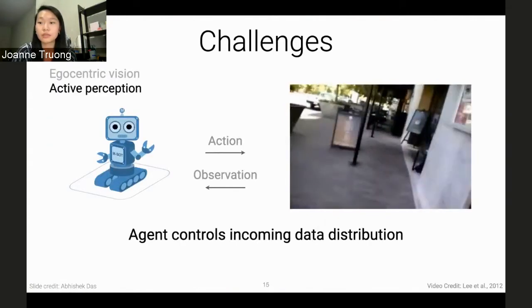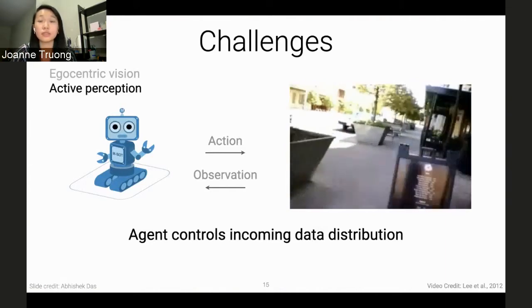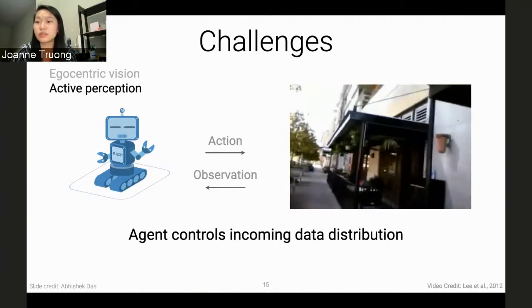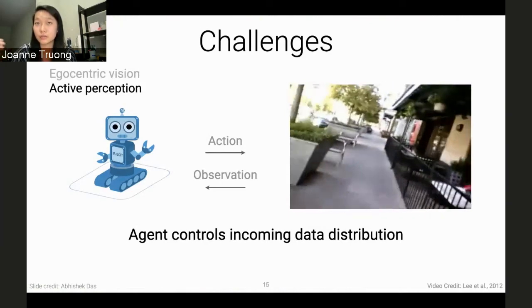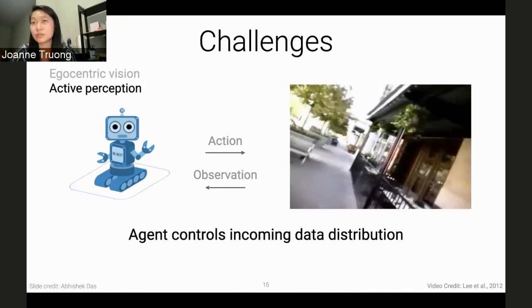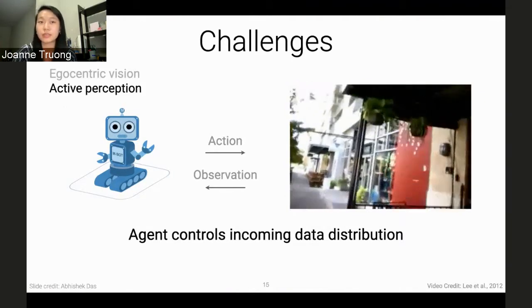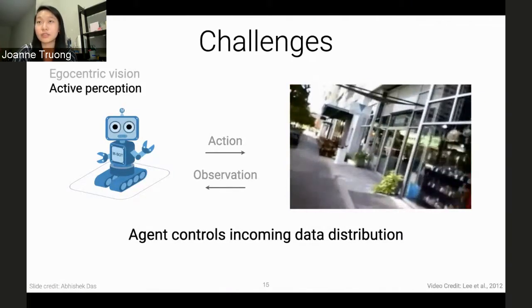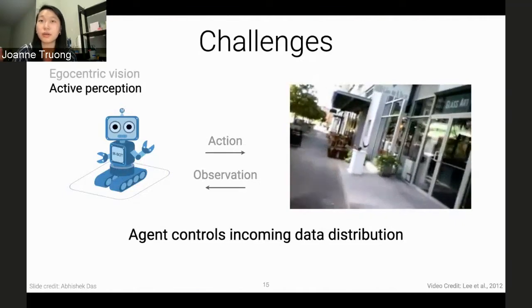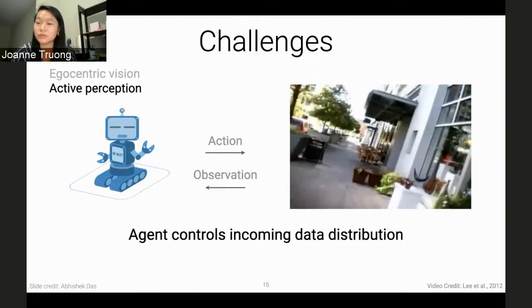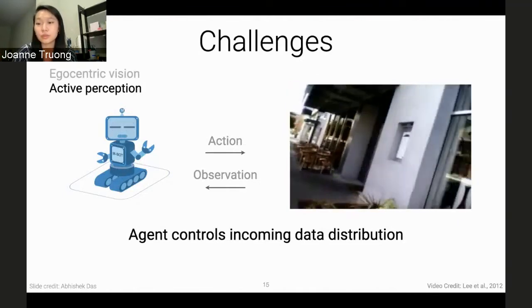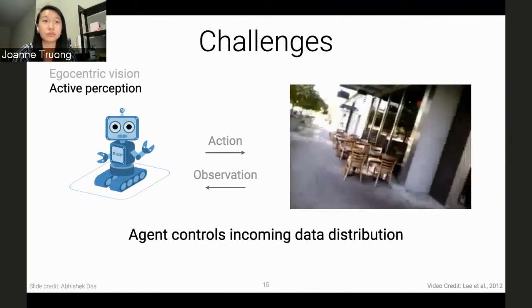Another key problem is that there is no longer a static data set. Instead, the agent is controlling the pixels that it sees, based on the actions that it performs in the environment. This means that the agent controls its incoming data distribution, and this data distribution would constantly change as the agent learns. And we'll see how this becomes a problem later today when we discuss some reinforcement learning algorithms.